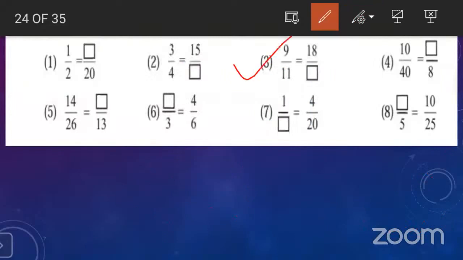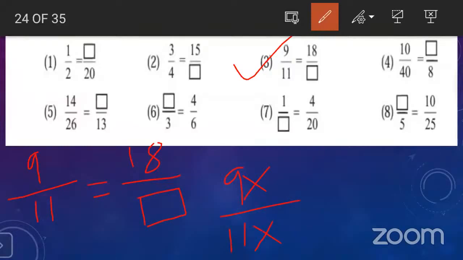Look at here, example number 3. 9 upon 11 is equal to 18 upon the denominator we have to find. Look at here. 9 multiplied by something, 11 multiplied by something. Which number do I have to use here to get the 18? 2, isn't it? So 9 twos are 18. It is given here. Now the same non-zero number, that 2, we have to multiply the denominator also. 11 twos are 22. So we have to write in the box 22.